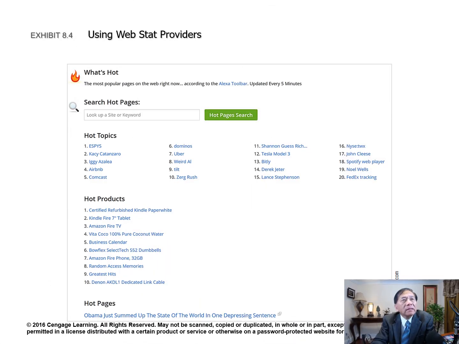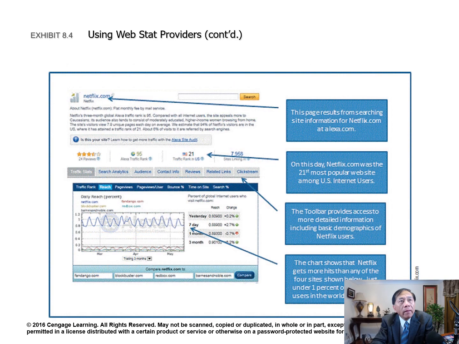The example of using web stat providers: what is hot? You can search hot pages, like hot topics, like Airbnb, Comcast, Uber, and Domino's, etc. Here's an example of using web stat providers by Netflix. Look at all the statistics, pages, and what's the most popular websites. The tool has toolbars and charts to show this.